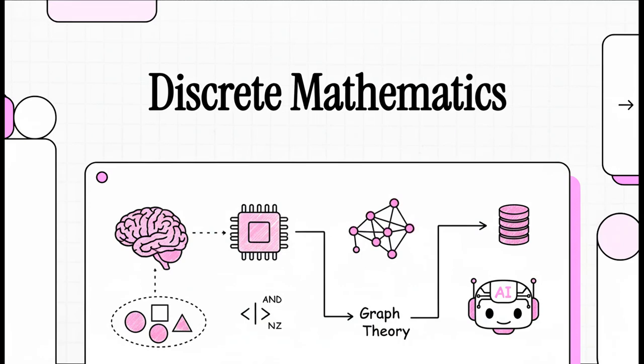Have you ever stopped to think about what language a computer really speaks? I'm not talking about Python or Java. No, I mean its native tongue. It's actually a fundamental type of math, and it powers every single click, every search, and every line of code you write. Today, we're going to decode that hidden language, discrete mathematics.